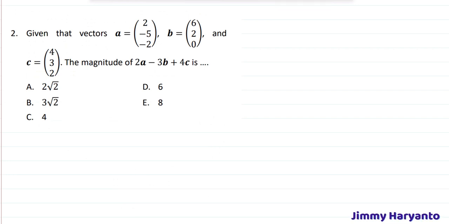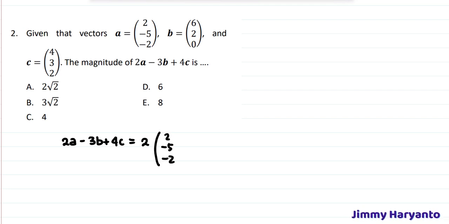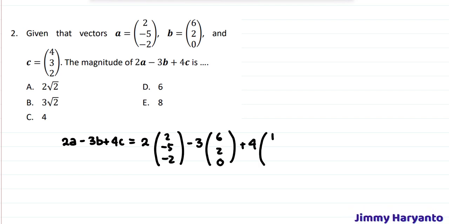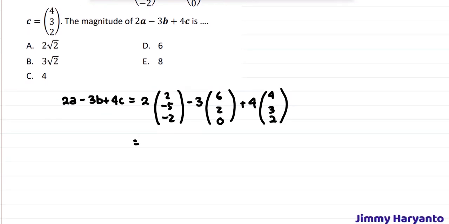Okay, next is question 2. The question wants you to find the magnitude of 2a minus 3b plus 4c. So you have to find the 2a minus 3b plus 4c first. So 2 times (2, negative 5, negative 2) minus 3 times (6, 2, 0) plus 4 times c, which is (4, 3, 2), just like that. And then you only have to calculate the result.